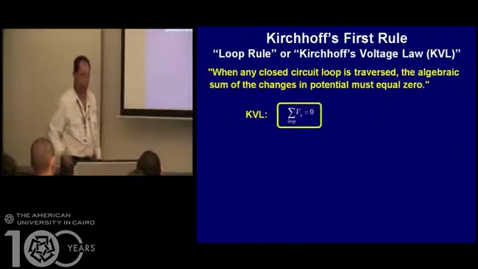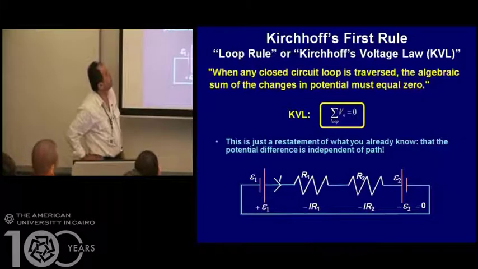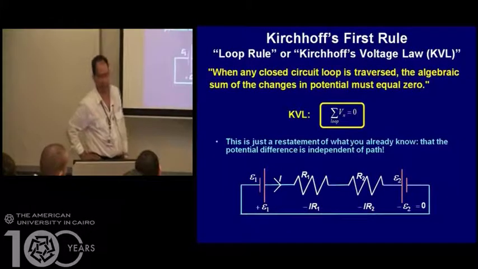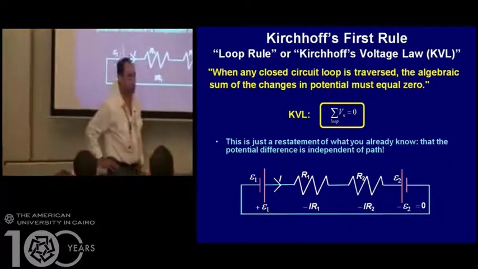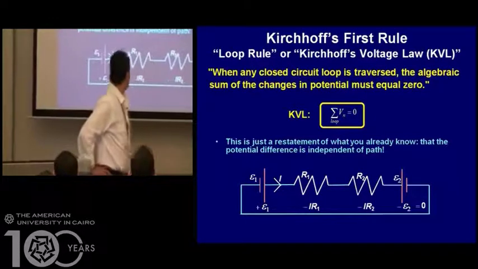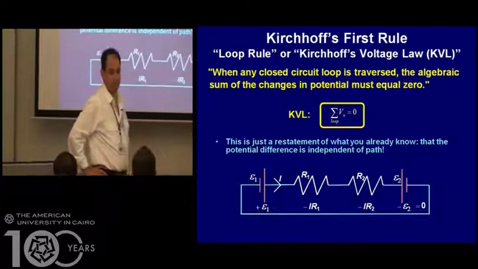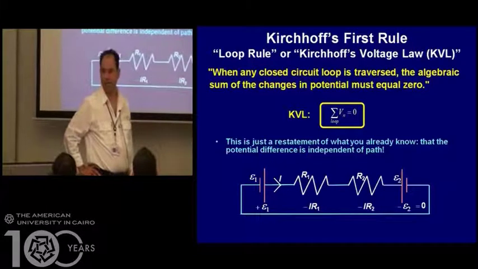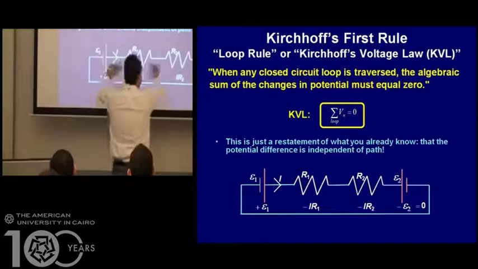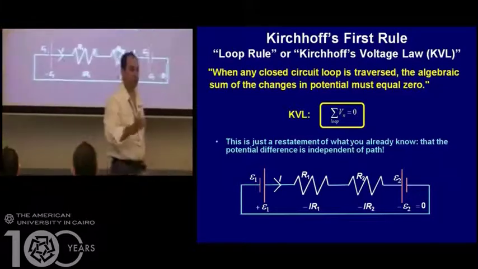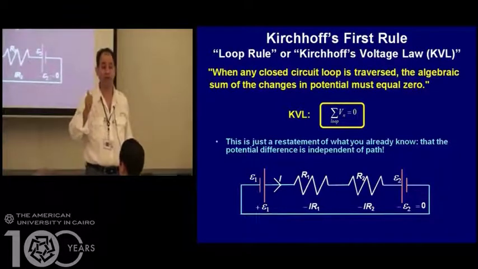Kirchhoff's law. We have two Kirchhoff's laws. One of them is named Kirchhoff's voltage law, and from now on I'm going to call it KVL, and KVL stands for Kirchhoff's voltage law. Kirchhoff's voltage law says that if you add all the potentials around a closed loop, the sum of those potentials will equal zero. This is the conservation of energy law.